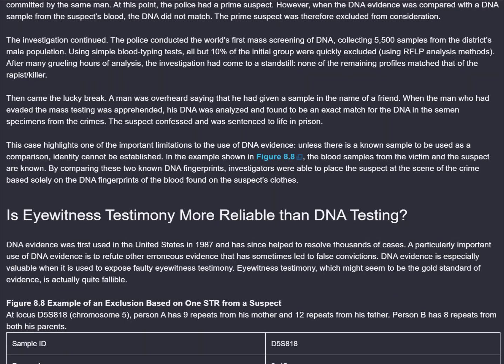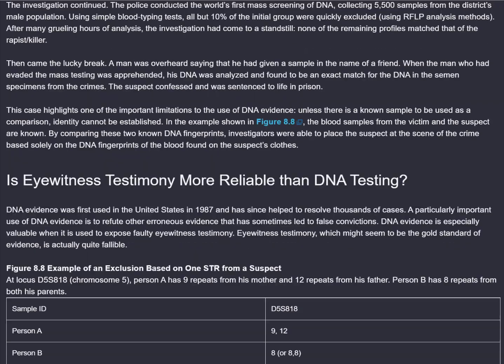Committed by the same man. At this point, the police had a prime suspect. However, when the DNA evidence was compared with a DNA sample from the suspect's blood, the DNA did not match. The prime suspect was therefore excluded from consideration.